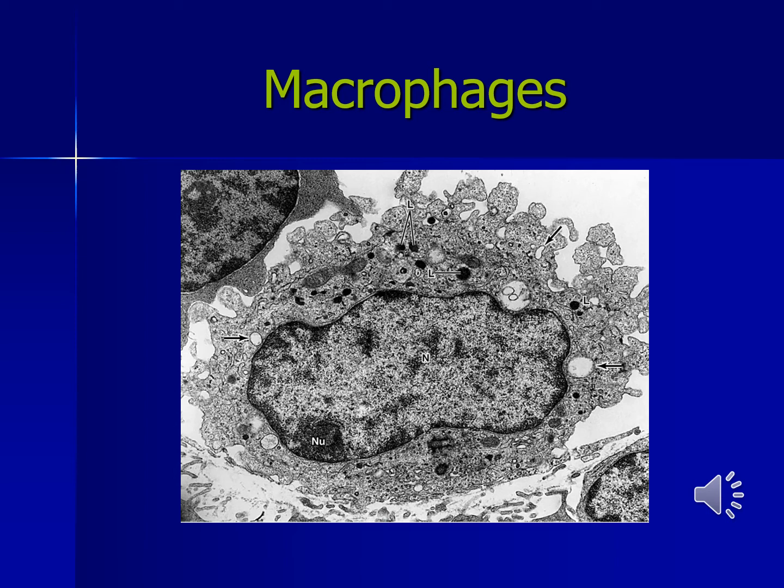On this picture, a photo from an electron microscope, is a macrophage. The macrophage has a large nucleus and many short processes which form the process of phagocytosis. The macrophage is a very active phagocytotic cell.